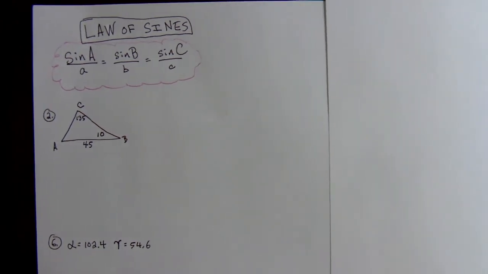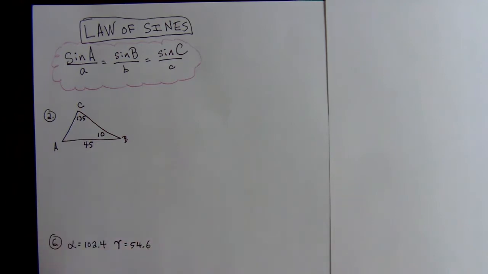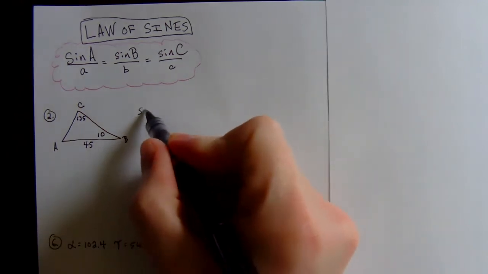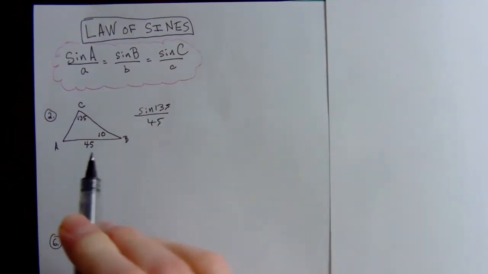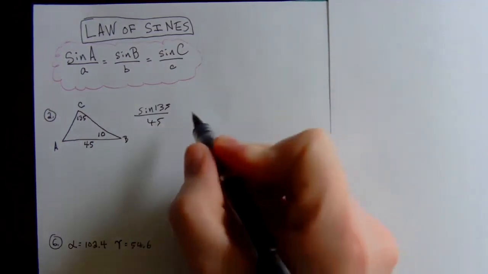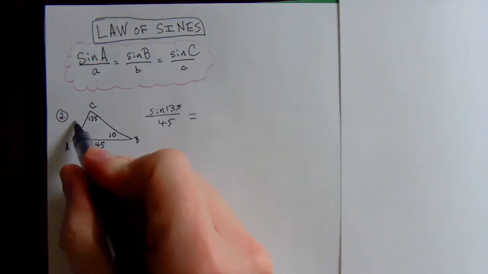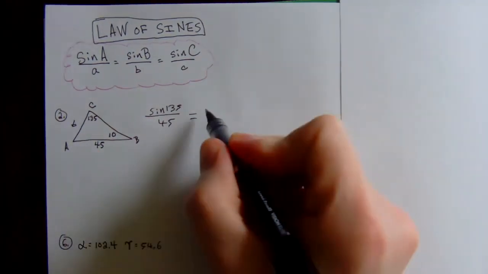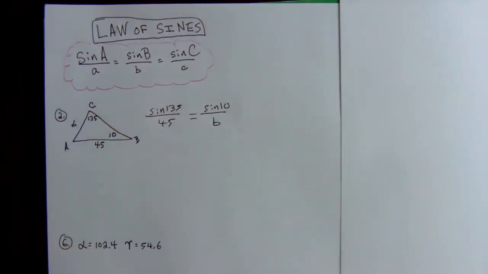All right, but the law of sines: once I have that match, once I have that friendship with the angle and the opposite side, here's what I'm going to do. I'm going to go sine of 135 over 45. You just do the sine of that angle over the opposite side, and I'm going to put equals. Since I have this angle, I'm going to call this little b over here, and I'm going to set that up as the sine of 10 over that little b.